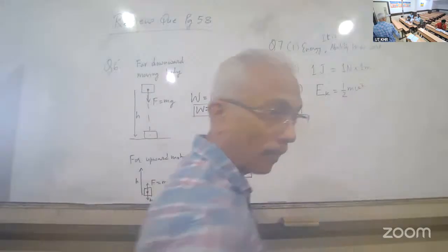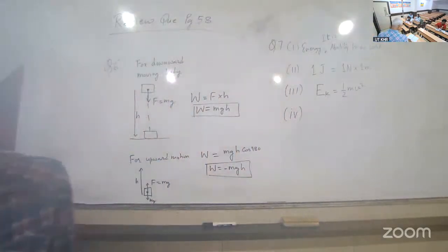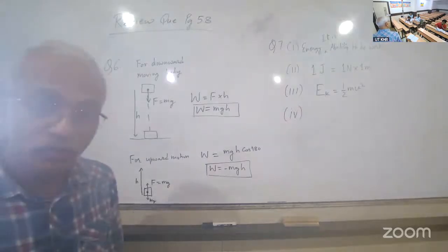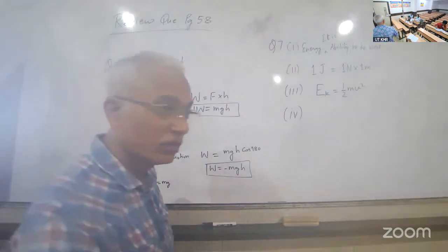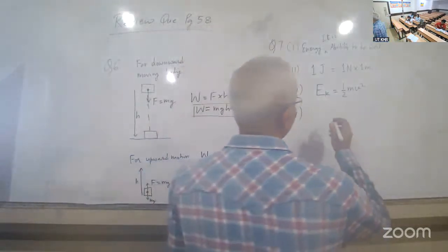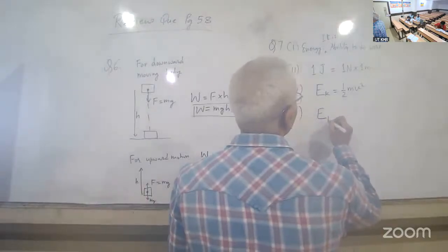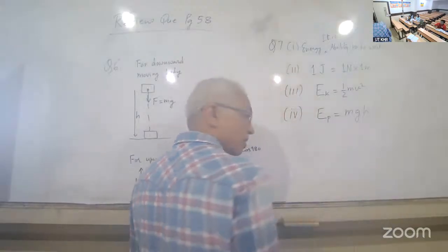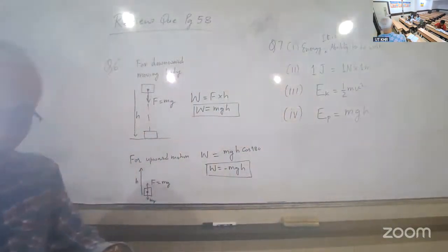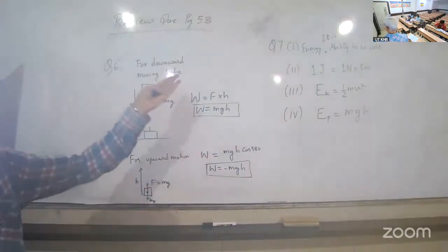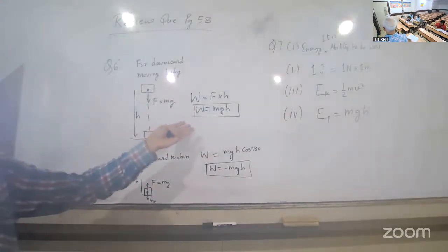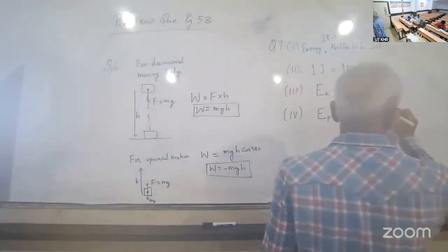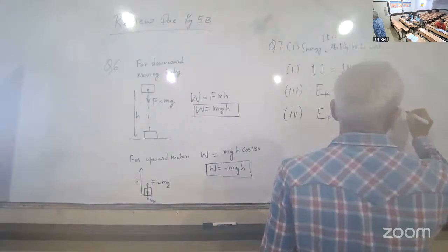Fourth, potential energy. It is the energy due to its change of position or change of configuration. We have to learn only gravitational potential energy. Whenever you do work on the body, the work done is stored as its potential energy. Only this is the formula for gravitational potential energy. No other potential energy you have to learn in this step.